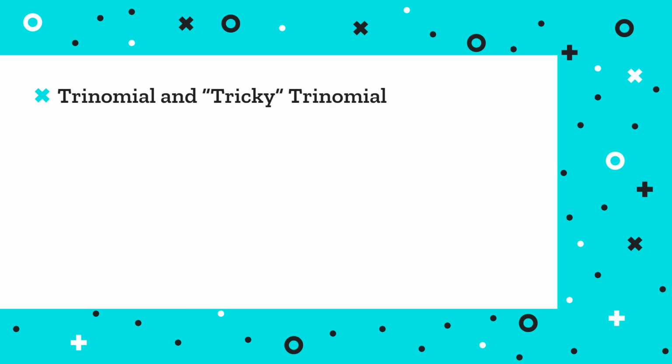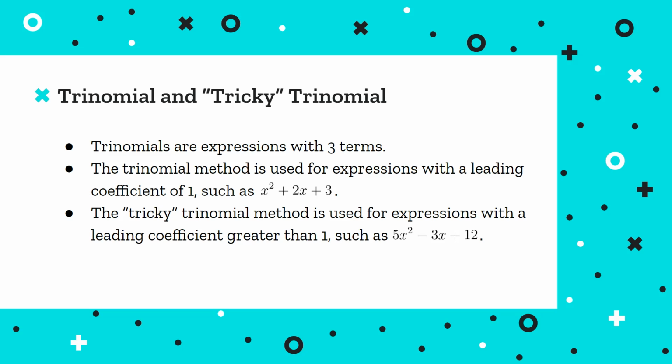Now let's discuss trinomial and tricky trinomial factoring. Trinomials are expressions with 3 terms. The trinomial method is used for expressions with a leading coefficient of 1, such as x squared plus 2x plus 3. The tricky trinomial method is used for expressions with a leading coefficient greater than 1, such as 5x squared minus 3x plus 12.